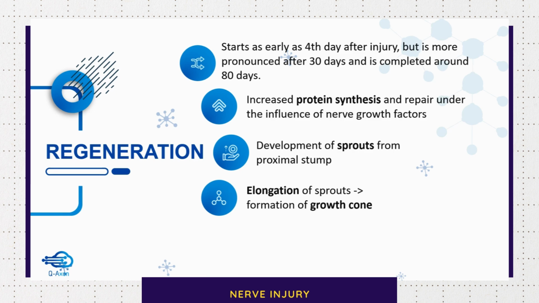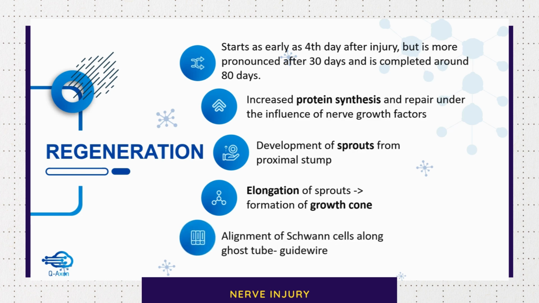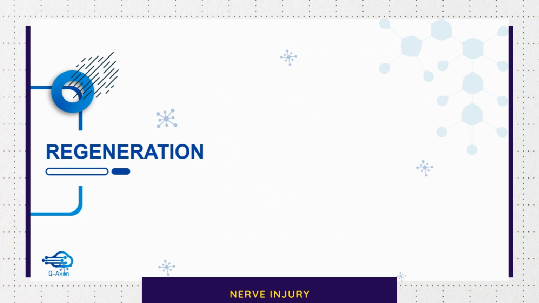Now, how do these sprouts know in what direction to advance? This is facilitated by the Schwann cells. The Schwann cells align themselves along the ghost tube. So they form a sort of guide wire that directs the sprouts to elongate in this direction.